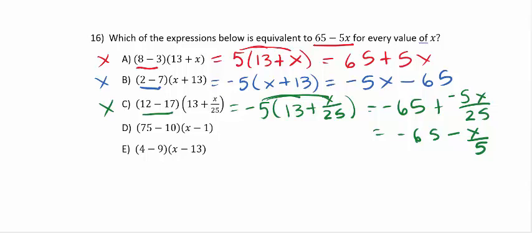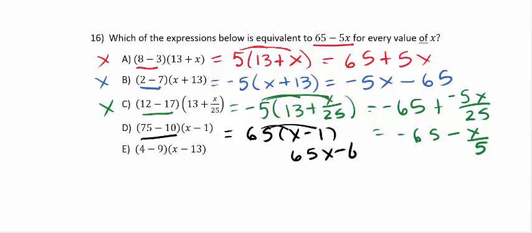Let's take a look at d. 75 minus 10 is going to be 65, and we're going to distribute that to x minus 1. And then we're going to multiply 65 times x minus 1 and get 65x minus 65. Not that one either. So hopefully it is going to be e, but we'll double check.